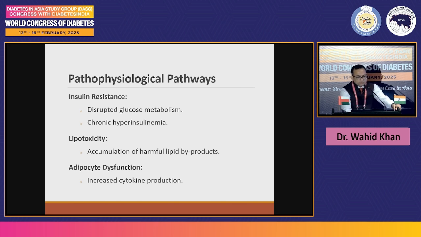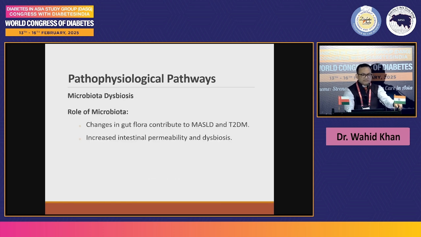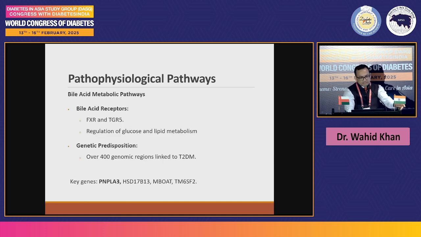The disrupted glucose metabolism and accumulation of harmful lipid byproducts leads to adipocyte dysfunction and further increased cytokine production, which leads to fatty liver. These days, bile acid receptor studies are ongoing. The FXR and TGR5 receptors of bile acid metabolic pathways also implicate impaired glucose and lipid metabolism, which further leads to fatty liver. In the Indian and Asian subset of population, the gene PNPLA3 is highly prevalent in diabetic patients, which progresses to MSLD.